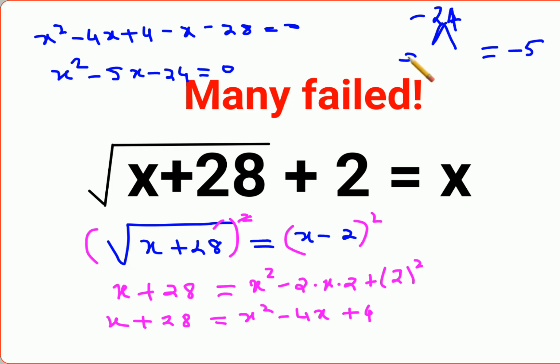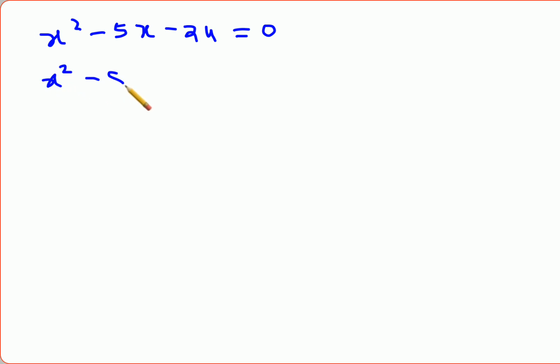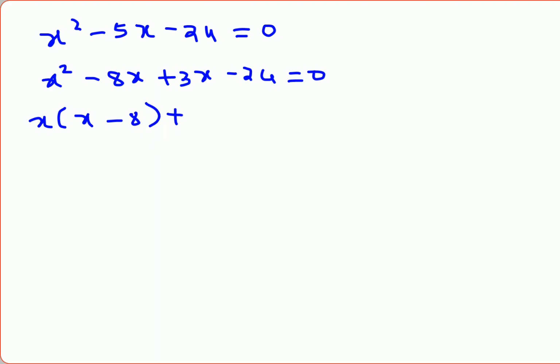So factors can be minus 8 and plus 3. And when we can do that, let me write it on the other side. Your question is x square minus 5x minus 24 equals 0. And like I said, the factors will give x square minus 8x plus 3x minus 24 equals 0. So let's take x common between the first two terms, so we have x minus 8. From the next two terms, what we can take common is 3. So you're just left with x minus 8.